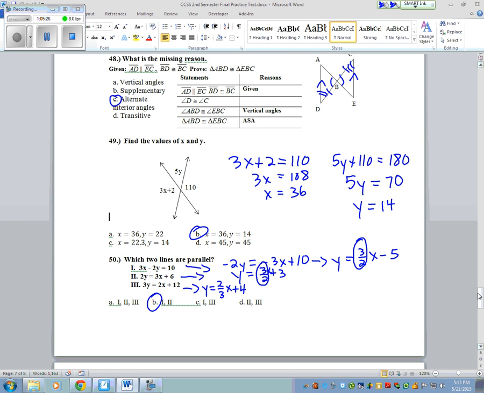Gotta solve each equation for y, do the algebra, and then compare the number in front of the x, which is your slope. If the slopes are the same, the lines are parallel.